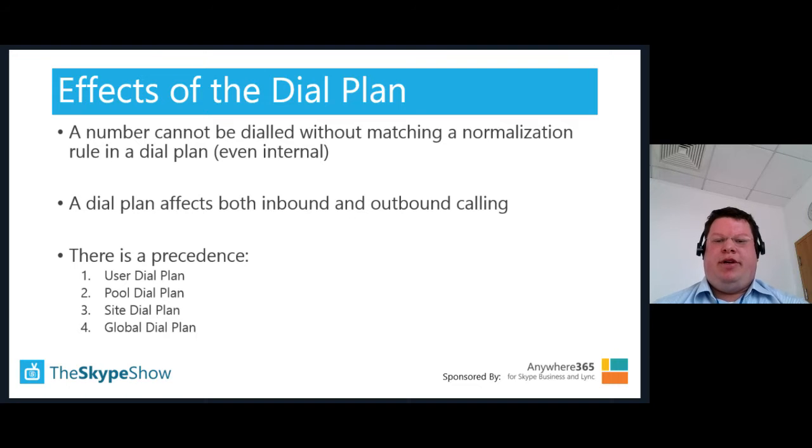There is a precedence to how the dial plans are applied. The first precedence: if a user is assigned a user-based dial plan, then that dial plan is enforced for that user. If you have a pool dial plan, that's enforced only on users who aren't assigned to a user dial plan. If you have a site dial plan, then that's assigned and enforced to a site, if the users in that site don't have a user dial plan, or there isn't a pool dial plan covering the pool where the site is. And if none of them apply, the global dial plan takes precedence over everything.